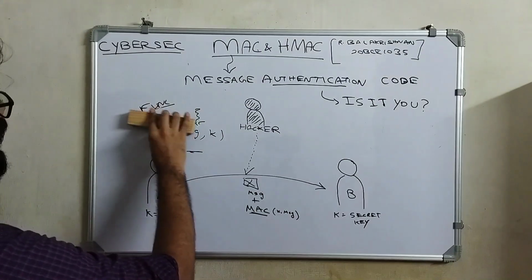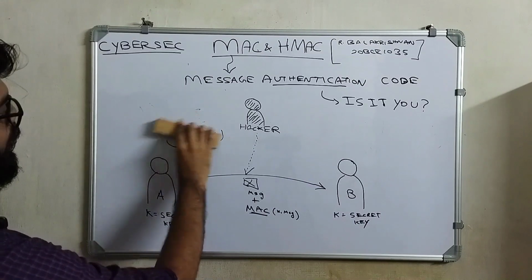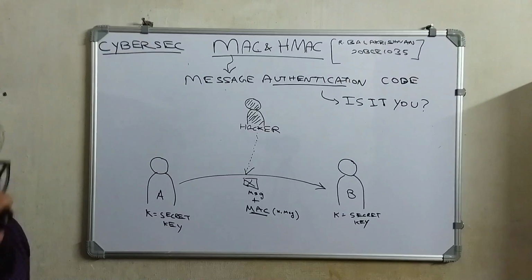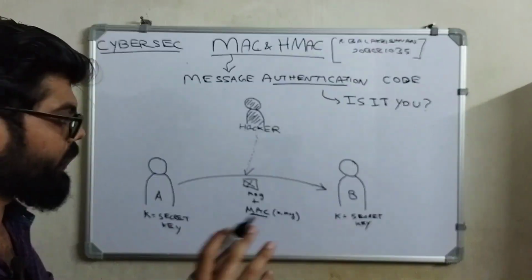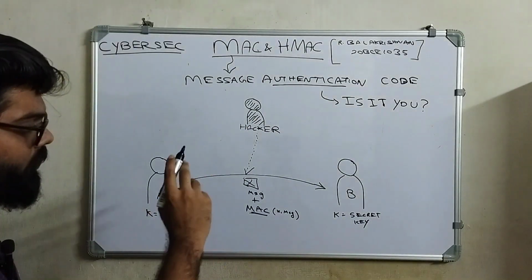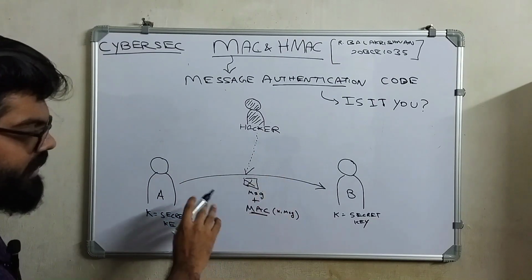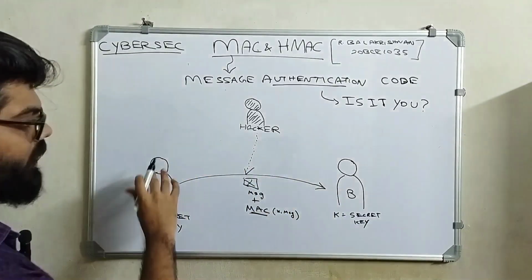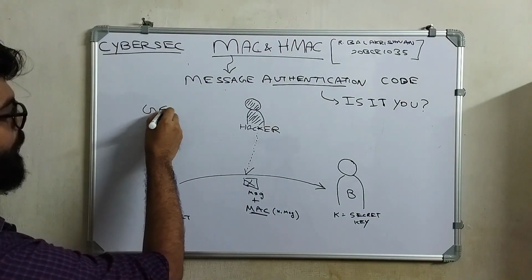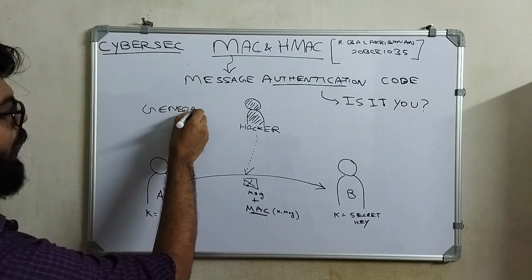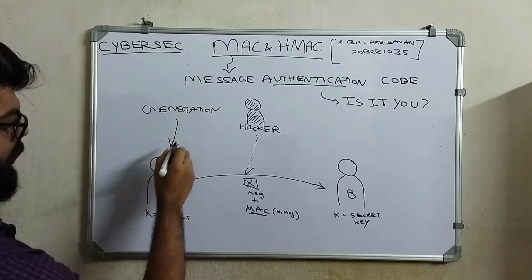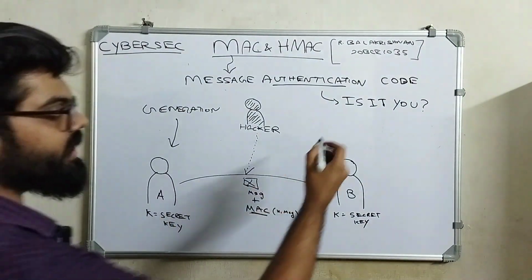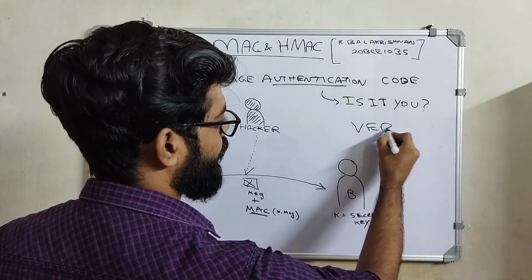Now you may ask, how does it verify? Let's first see how it verifies, and then let's see what are the ways a hacker can tamper with it. I told you these are the things which A needs to do. So we saw how generation happens: generation happens at A, which appends the MAC and sends. Now let us see how the verification happens.